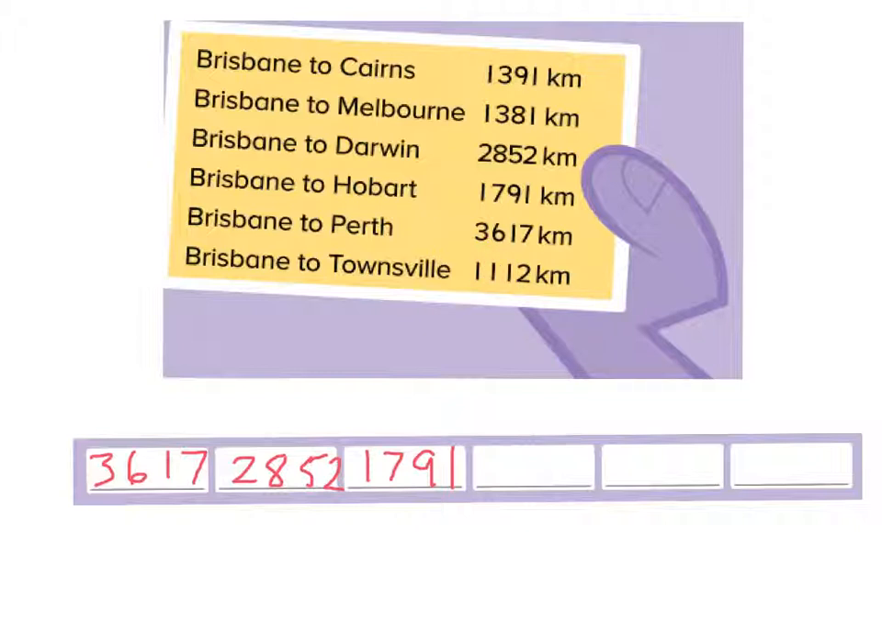Okay, next I've got in the hundreds column a 3 and a 3, so it's down to these two. Then I've got to go to the tens column. So I have a 9 and an 8. So there we go. Brisbane to Cairns goes next with 1,391 kilometres. And then I know that the next one is Brisbane to Melbourne with 1,381. And the shortest distance is this one here, Brisbane to Townsville with 1,112 kilometres.